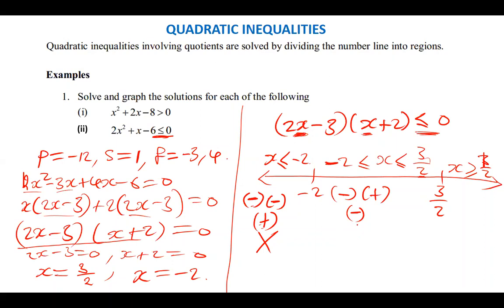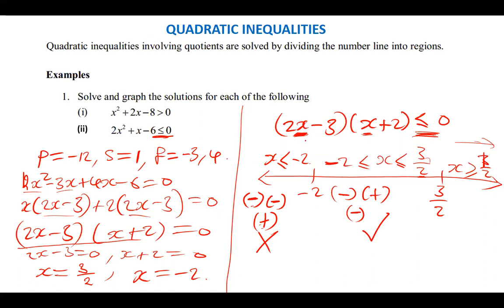So is a negative number less or equal to 0? The answer is yes. So this region is part of our solution. Let us also test this region this side, numbers that are greater than 3/2. 3/2 is simply the same as 1.5. So numbers that are greater than 1.5, we can even get 2, or 3, or 4, any number that is greater than 1.5. So we can even get 3.